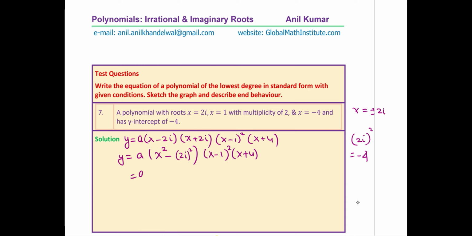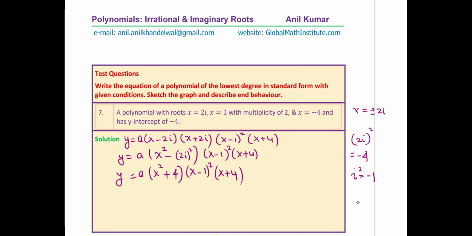Now, we get y equals a times (x squared plus 4), right? Because we know that i squared is basically minus 1. So we got minus 4, and minus 4 with a minus sign makes it plus. And therefore, the equation will be as shown here. I'd like you to expand this equation and write the standard form.